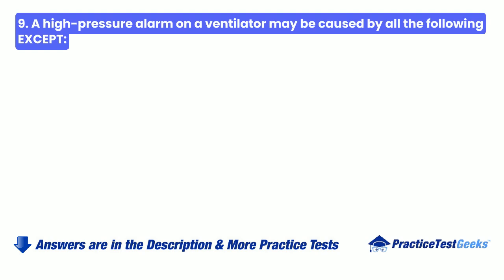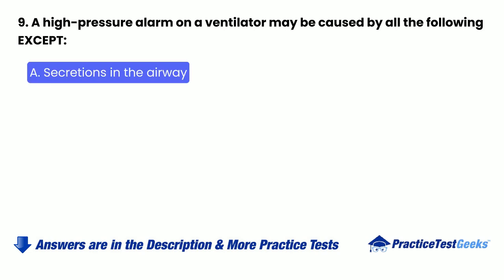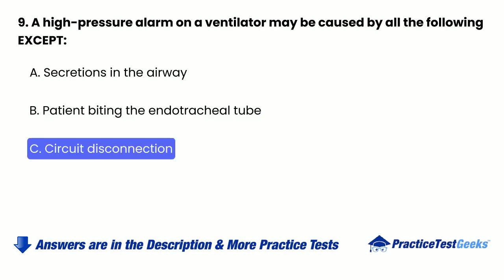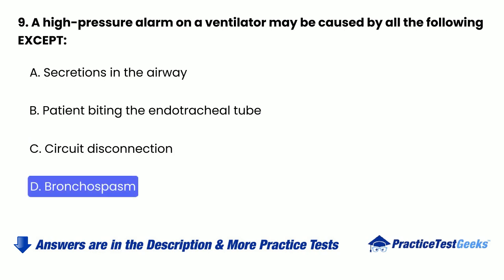9. A high-pressure alarm on a ventilator may be caused by all the following except: A. Secretions in the airway. B. Patient biting the endotracheal tube. C. Circuit disconnection. D. Bronchospasm.